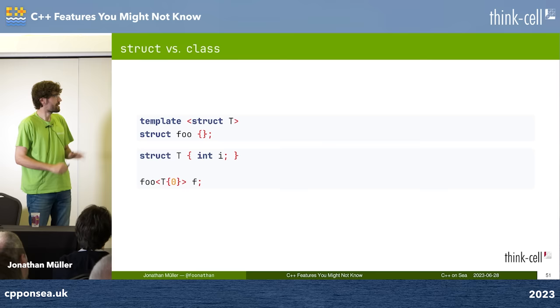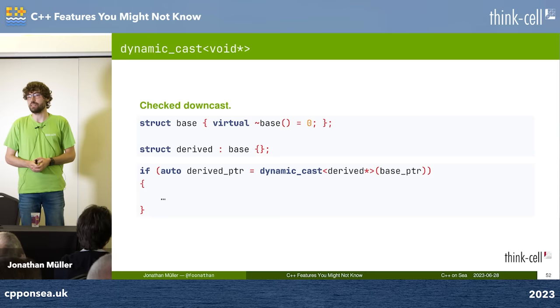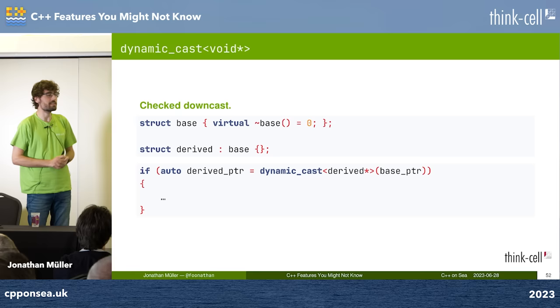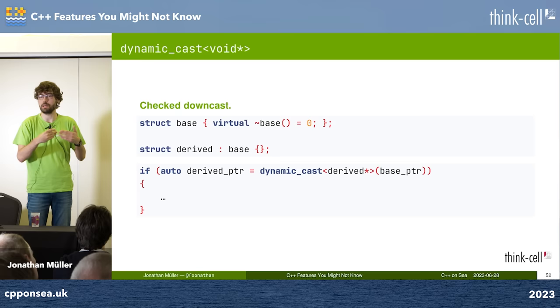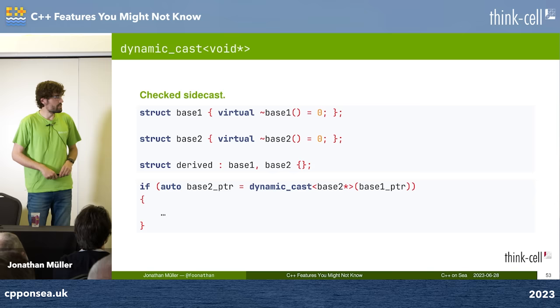Okay, and let's talk about actual features for a bit. So dynamic_cast. We've got a base class and we've got a derived class, and you can use dynamic_cast to convert a base pointer to a derived pointer in a checked way. So this is a checked downcast. You might not have a derived object in there, so you can use dynamic_cast to check whether you're actually doing the correct type.